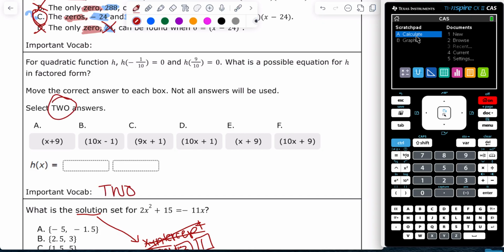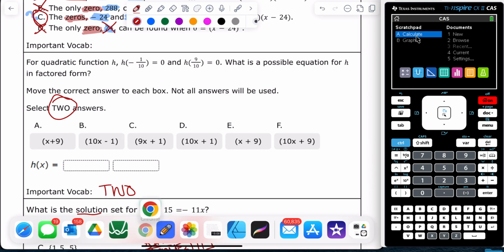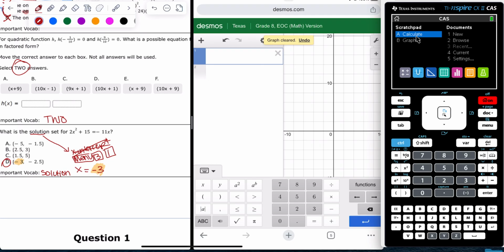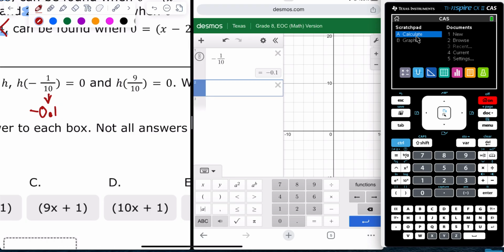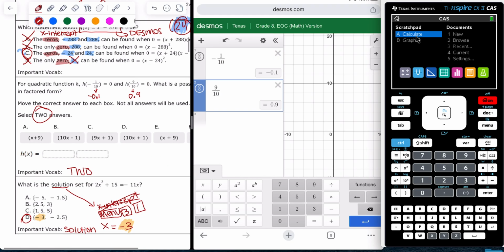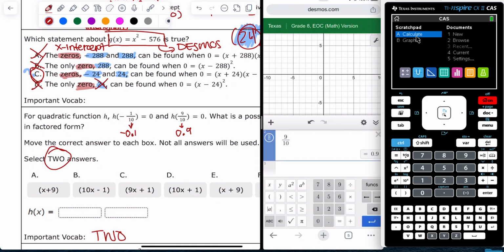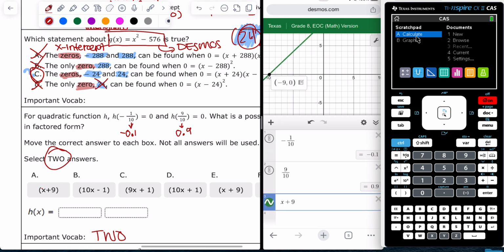So what I'm going to do is I'm actually going to open up Desmos. And my first thing I want to do is change these to decimals. Negative 1 over 10 is going to be negative 0.1. Now I have 9 over 10, that's going to be 0.9. Now I'm going to put in my answer, so let's try A. I'm going to put x plus 9, and I want to see what my x-intercept is. That's negative 9. That does not match either of these, so A cannot be my answer.